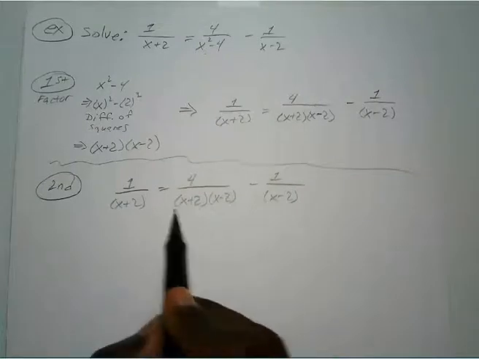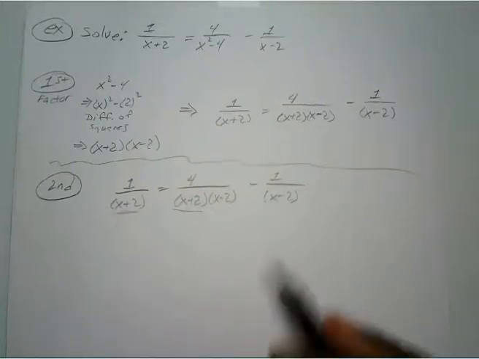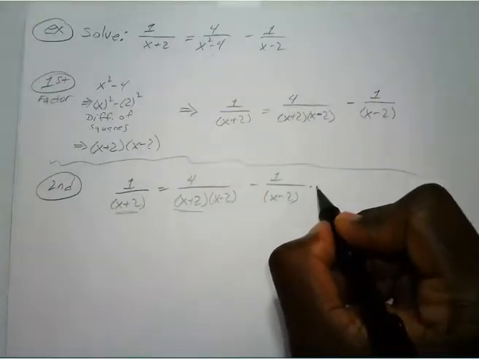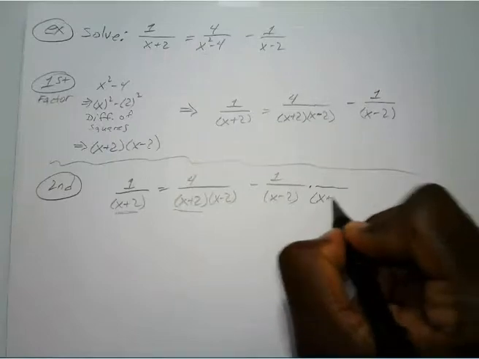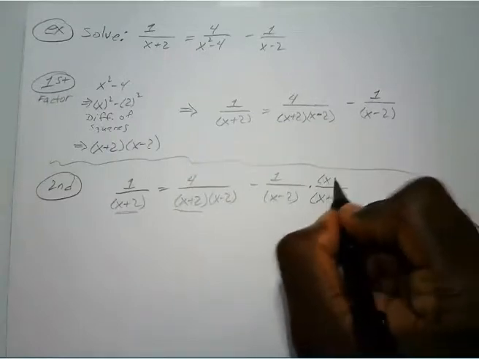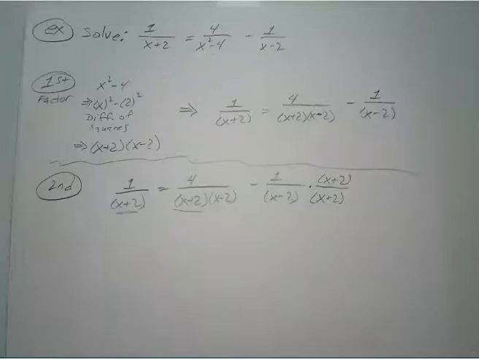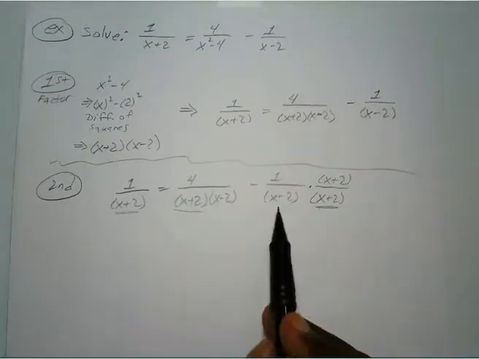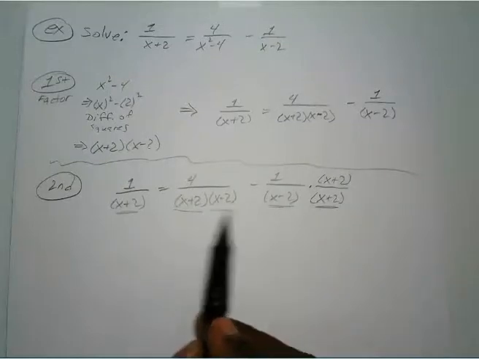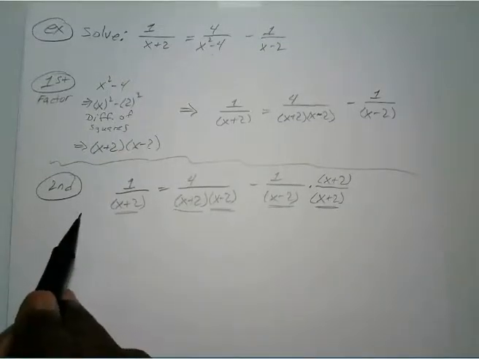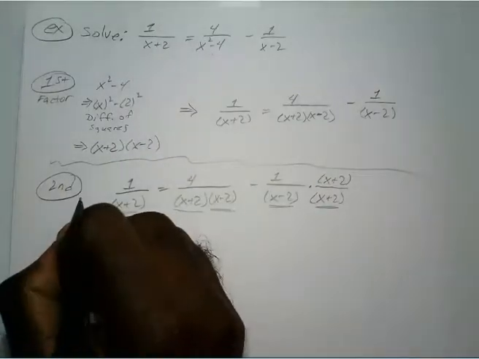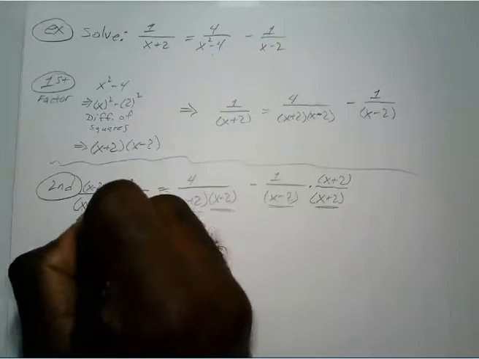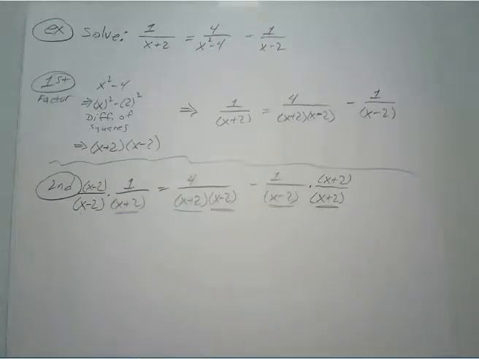We can see here we have an x plus 2 here and an x plus 2 here, but this one's missing the x plus 2. So we can multiply this denominator by x plus 2, but we have to do the same thing to the numerator. Now this one has an x minus 2, this one has an x minus 2, but we're missing the x minus 2 here. So we multiply this denominator by x minus 2, but we have to do the same thing to the numerator.